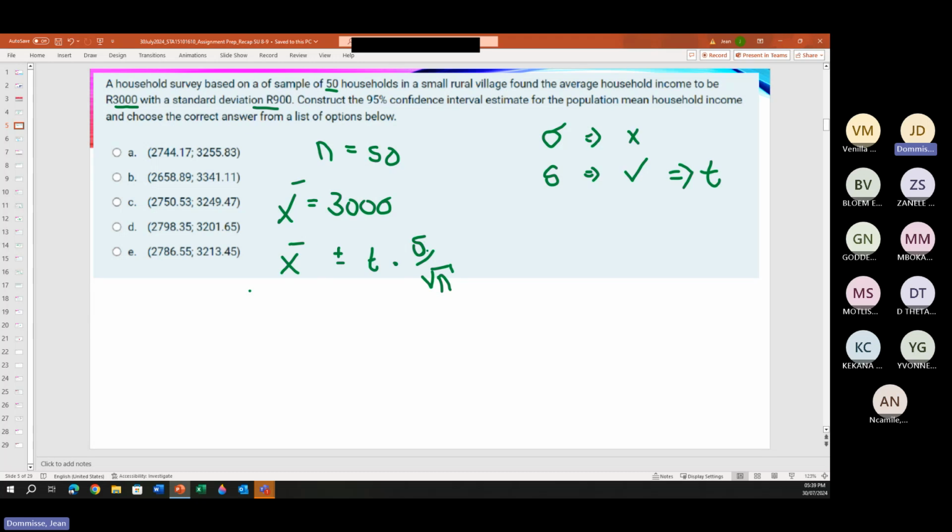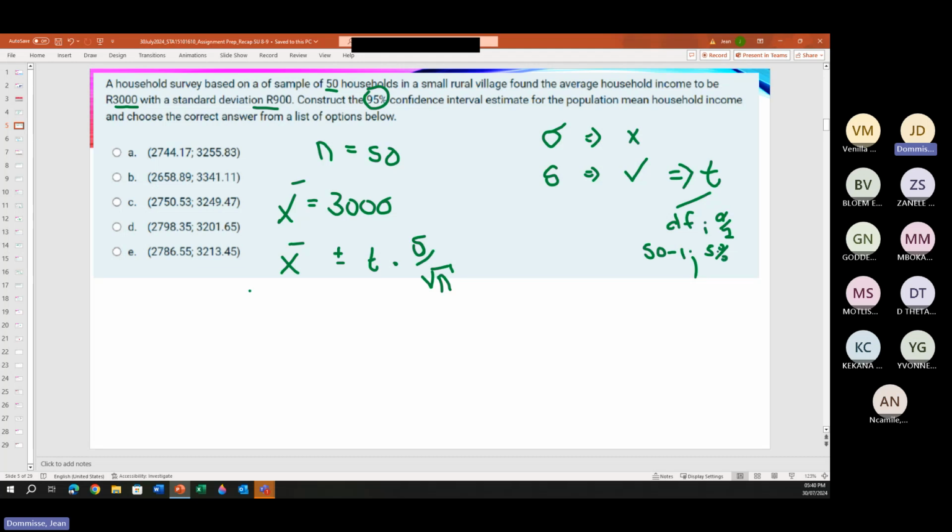So let's quickly see. We will need to work out a t. For the t, we need to get degrees of freedom, and we need to get alpha divided by 2. The degrees of freedom is n minus 1, so that's 50 minus 1. The alpha is basically what's left if we take 95 from 100, so the alpha is 5%.